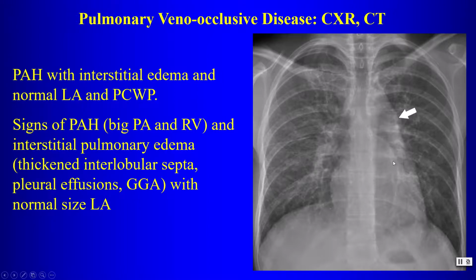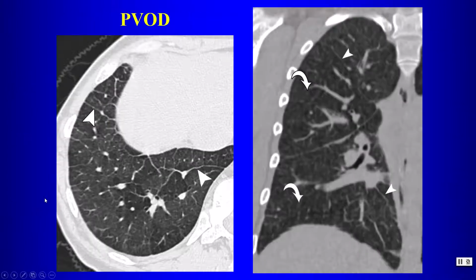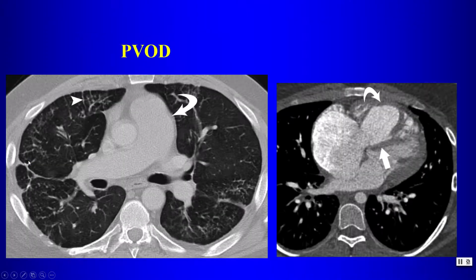They can have enlarged pulmonary arteries from pulmonary hypertension. They can have interstitial edema with a normal left atrium, normal pulmonary capillary wedge pressure. And on CT, in addition to the enlarged central pulmonary arteries, we might see some interlobular septal thickening as a result of the interstitial edema in these patients. So pulmonary veno-occlusive disease: signs of pulmonary hypertension with signs of pulmonary venous hypertension or interstitial edema here, but with a normal left atrium.